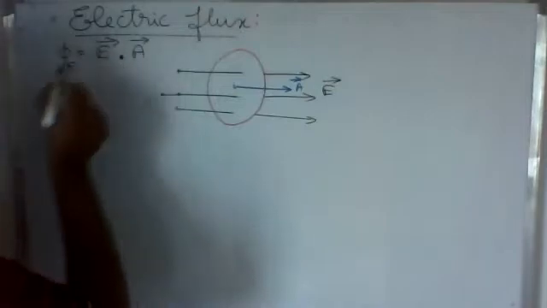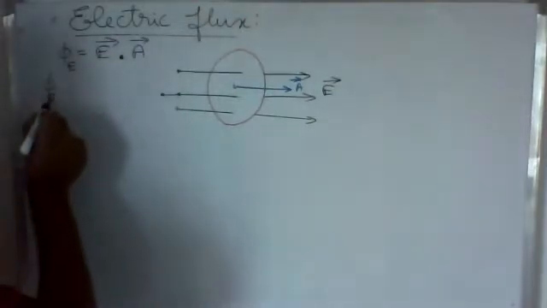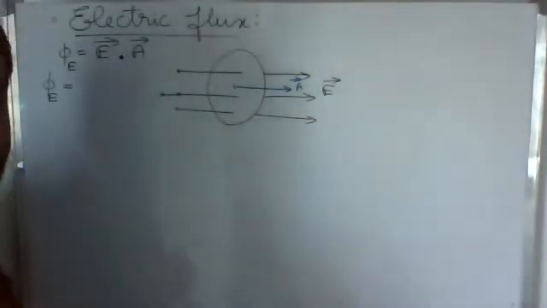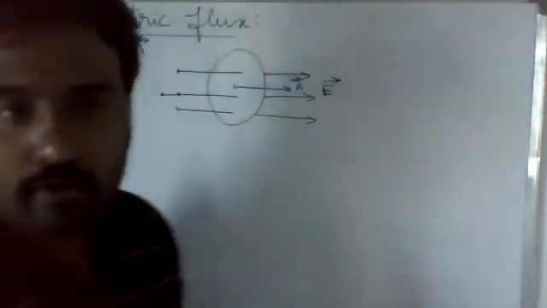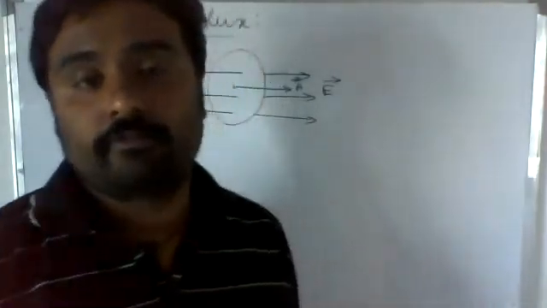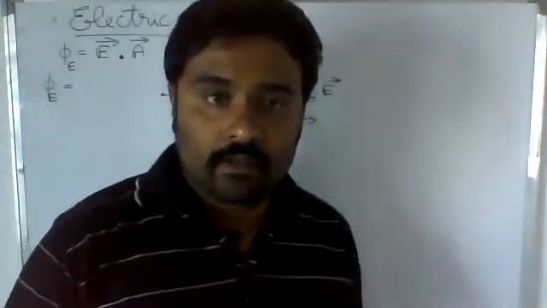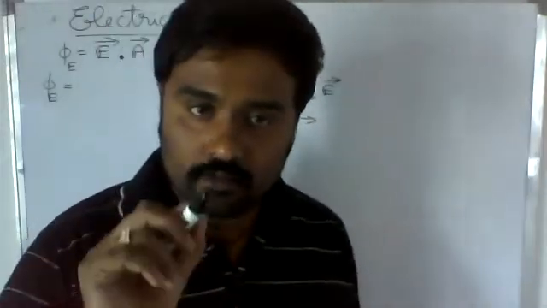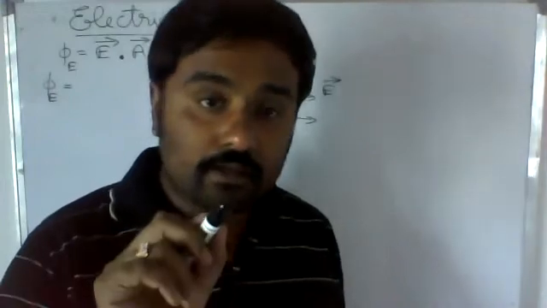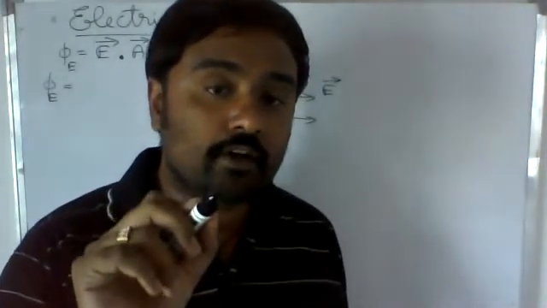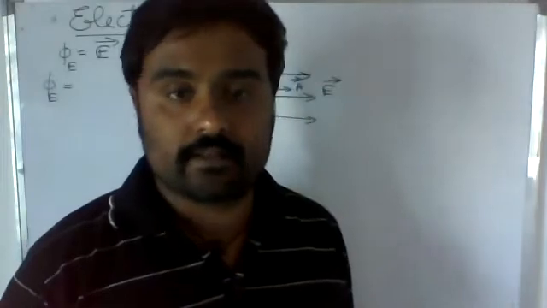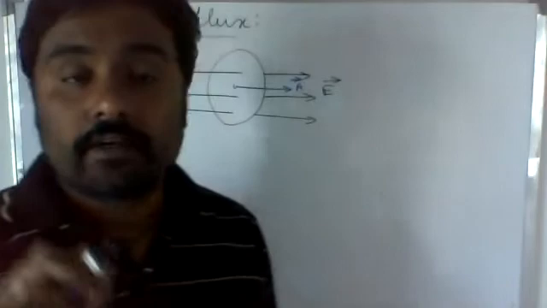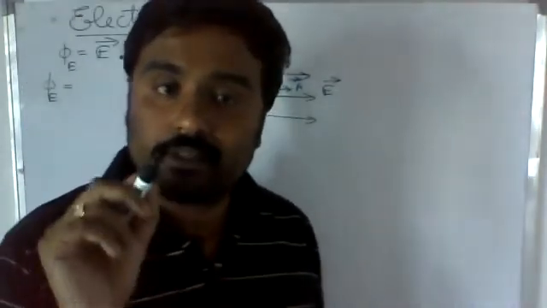Now remove the dot and vector sign. What is the meaning of the dot product of two vectors? It is given by the product of the magnitudes of the two vectors and the cosine of the angle between them. That is the statement of the scalar product or dot product.